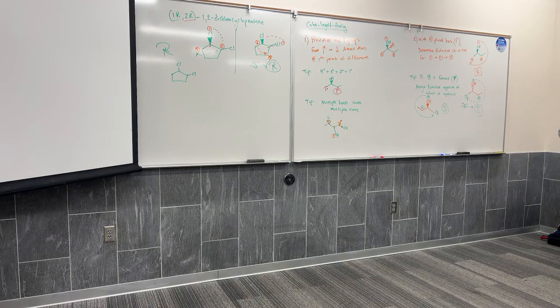So what changes when the name becomes 1R, 2S? It becomes cis-1,2-dichlorocyclopentane. Both groups are wedged or dashed. There would be no difference.